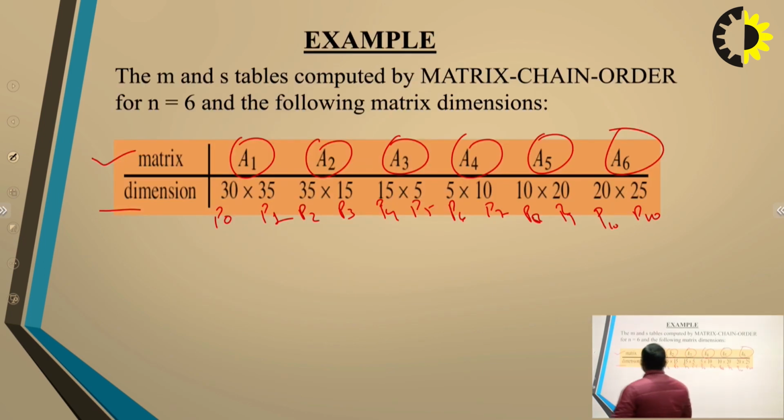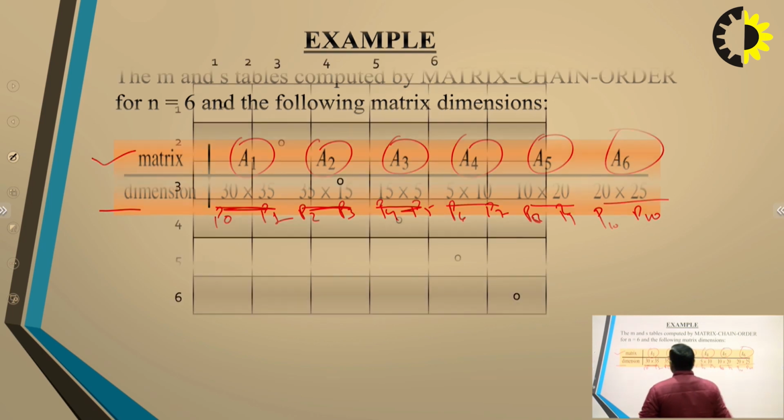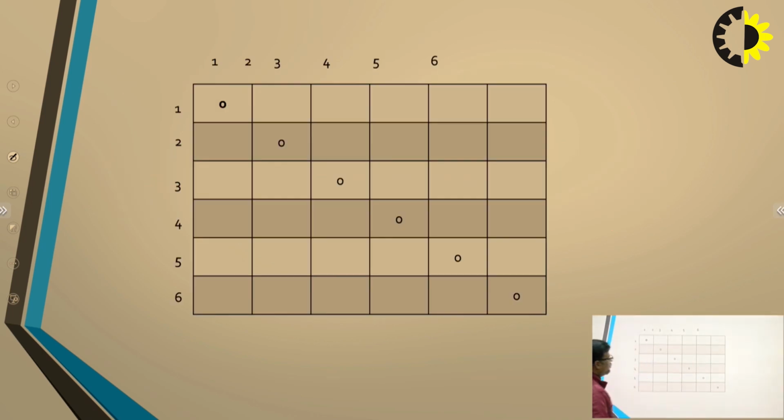Okay, we can say that these are the dimensions of A1, A2, A3, A4, A5 and A6. According to the matrix, we will draw this matrix plot with 1, 2, 3, 4, 5 and 1, 2, 3, 4, 5, 6, 1, 2, 3, 4, 5, 6.